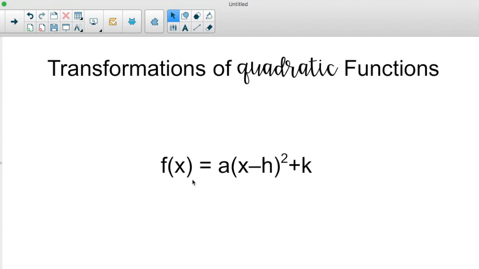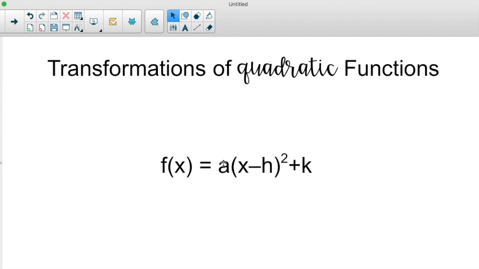So here is the vertex form of a function, and we're going to go over each part of this so that you can have an idea of what to expect when you see the numbers in the different spots. So f of x, remember that's a function, equals, now a right here, this number is going to represent how the graph looks. Does it get wider or does it get narrower?